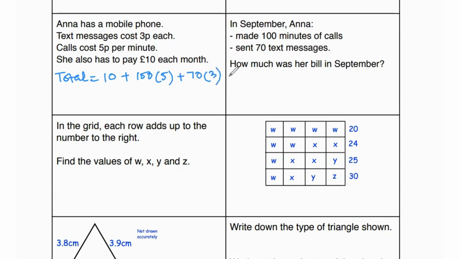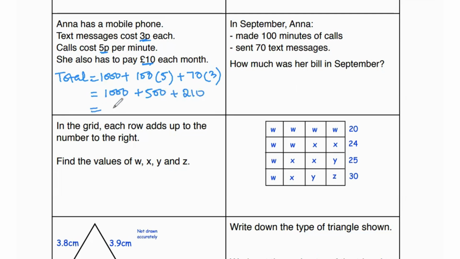Now, a very common thing that students miss out is the difference in units. The cost for text and calls is given in pence, and the fixed amount she has to pay per month is in pounds, which means we either convert the pounds into pence or the pence into pounds. If I convert the pounds into pence, 1 pound is 100 pence. So 10 would be 1,000. So that's 1,000 plus 500 plus 210.